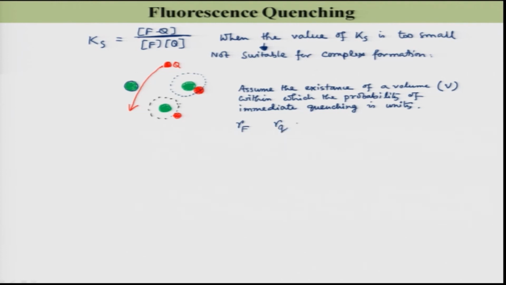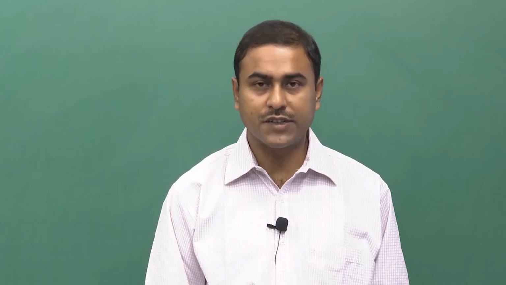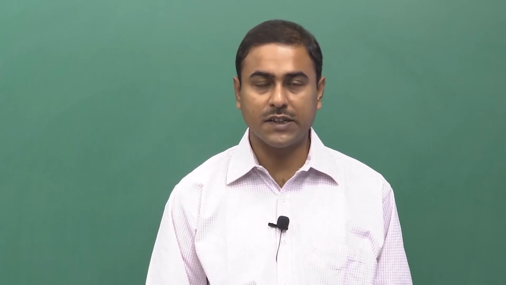So, that particular volume V is equal to 4 by 3 pi (R_f + R_q) cubed, right. It is about this kind of volume. If the fluorophore is present within it, then the probability of quenching is unity. That is what I assume, right. And let me also tell that the mean number of quencher molecules within this volume V is lambda.